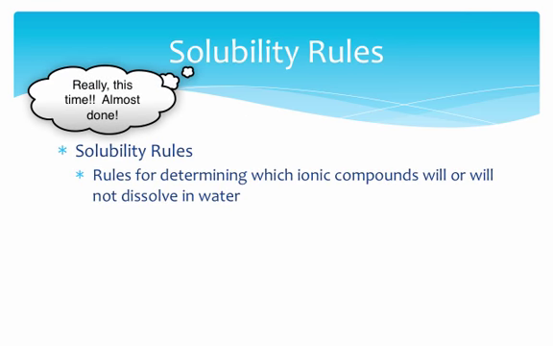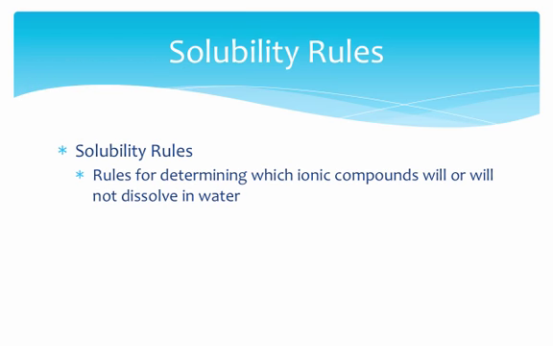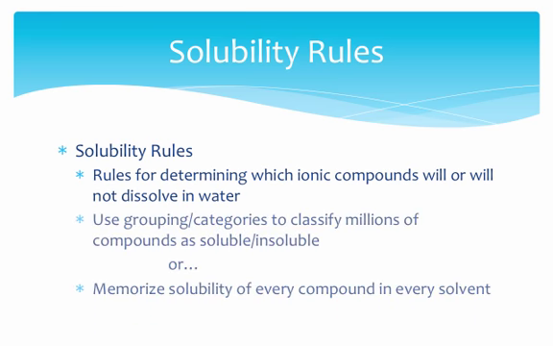And this brings us finally to our last concept that we're going to be talking about today, and it's the idea of solubility rules. Ultimately, in this chapter, you want to be able to look at a solute-solvent combination and decide whether or not the solute is going to be soluble in the solvent. And that's exactly what these rules are about. They're rules for determining which ionic compounds will or will not dissolve in water. We could have solubility rules for any solvent, but since water is our most common one, that's the one I'm going to hold you guys responsible for.